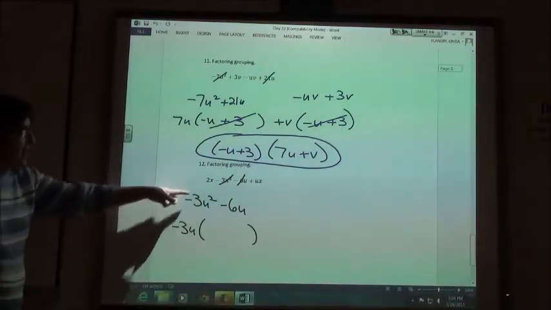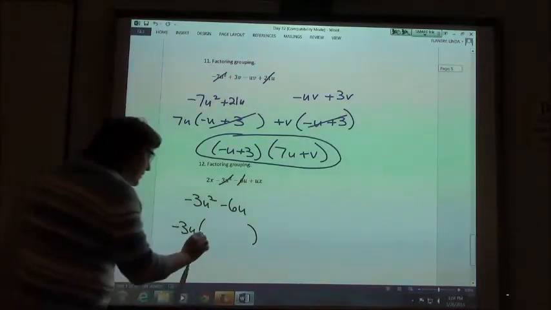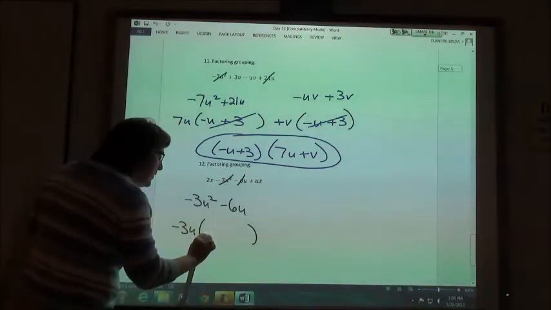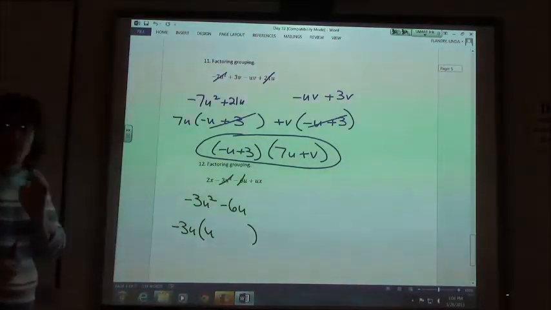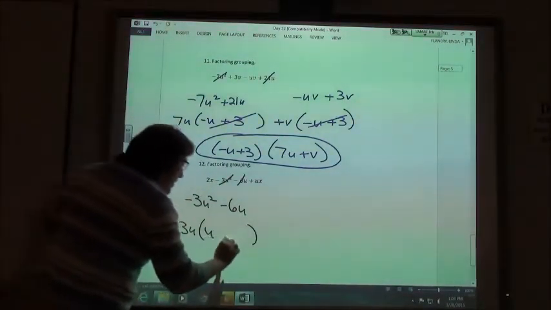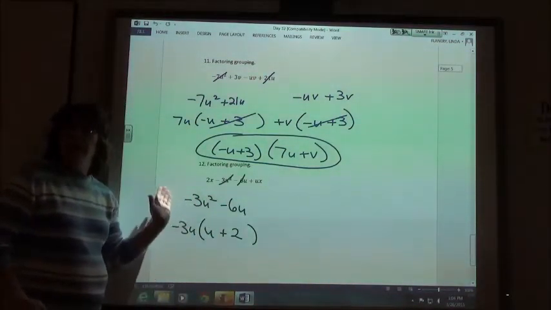So if I take negative 3u squared divided by negative 3u, I'm going to get u. And if I take a negative 6u divided by a negative 3u, I get positive 2. So that's about the only time I take the negative out first, is if they're both negative.